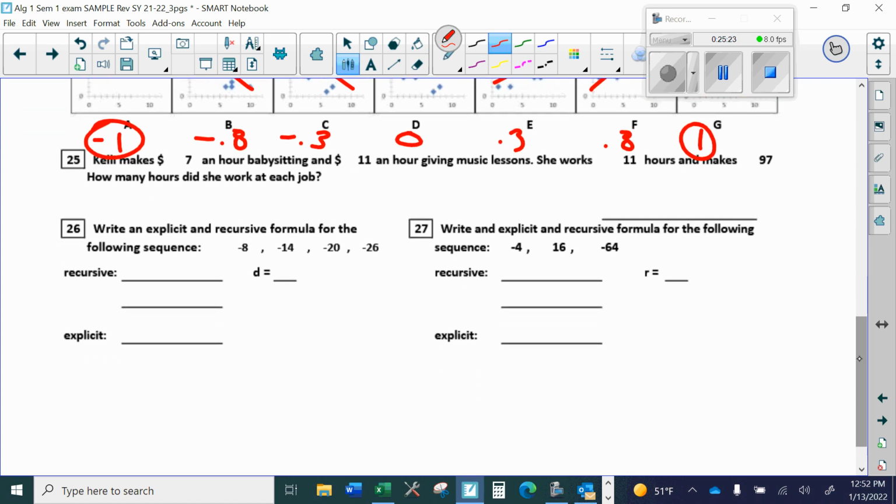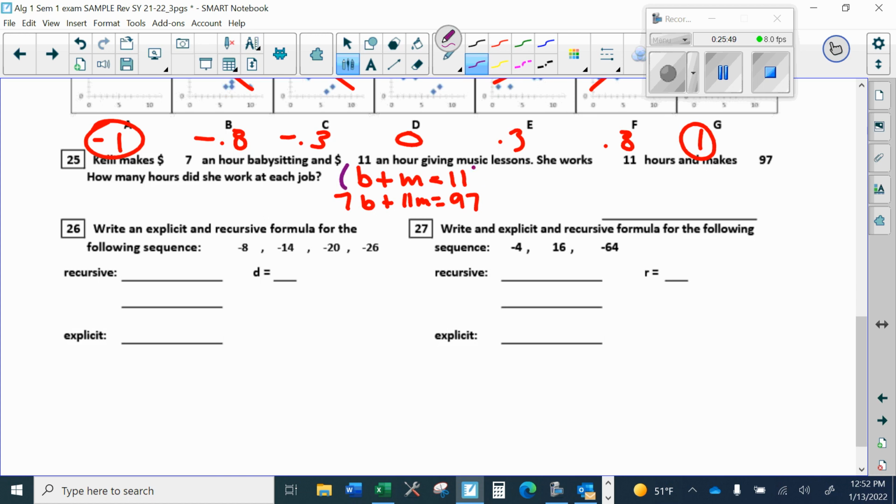All right, number 25. Kelly makes $7 an hour babysitting, $11 an hour giving music lessons. She works 11 hours. So babysitting plus music equals a total of 11 hours. And makes $97. Well, she makes $7 for babysitting plus $11 for music, and she makes a total of $97. So now we have a system of equations. We solve it. I'm just going to go with the smaller number.